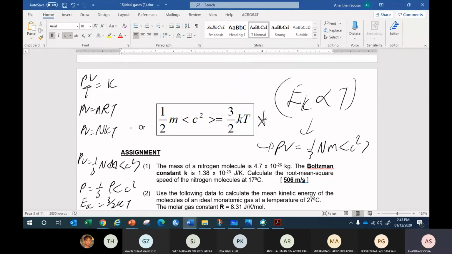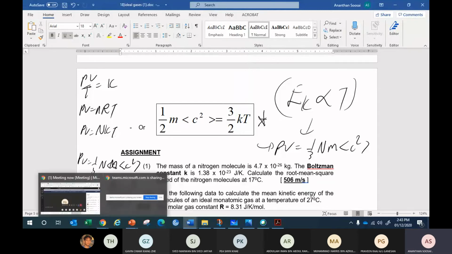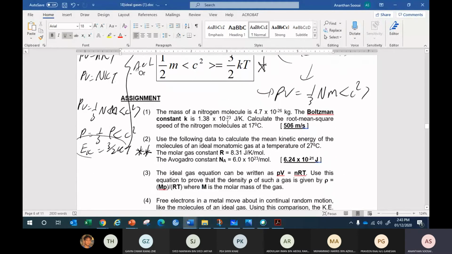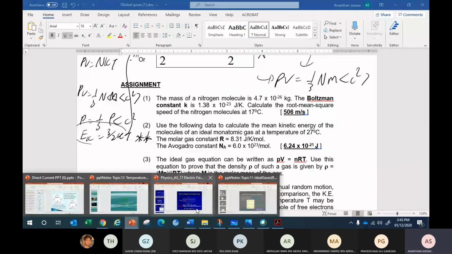Out of these entire equations, the last one is the most important. 3/2 kT. I think the first three formulas you learn in your SPM or maybe O levels. This entire thing you learn in your A levels. Any questions? So you have about 6 equations you learn. If you don't have questions, let's discuss some questions from the slide.